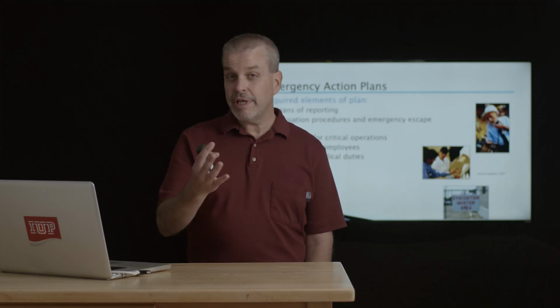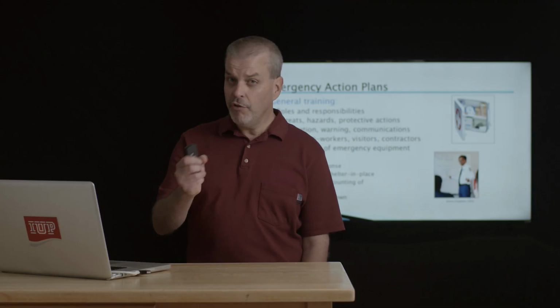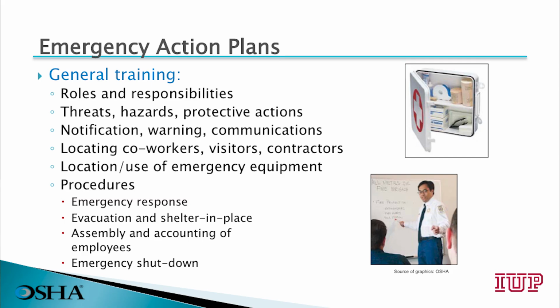The elements of an emergency action plan include how to report an emergency, the procedures that you as a worker need to follow, what escape routes are accessible, procedures for critical operation of equipment, accounting for employees, visitors, and contractors, what rescue and medical duties need to be performed by workers, and who needs to be contacted in the event of an emergency. As part of your emergency action plan, training is essential. So you need to know what your role and your responsibility is in any emergency event in the workplace.